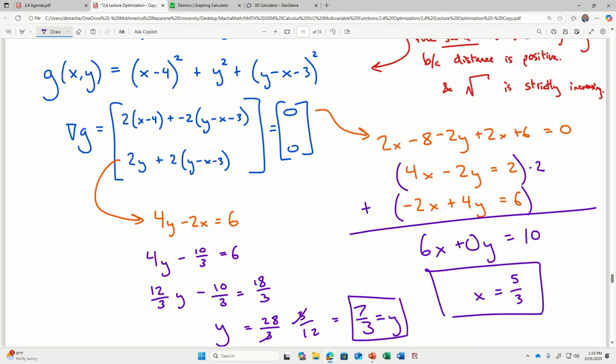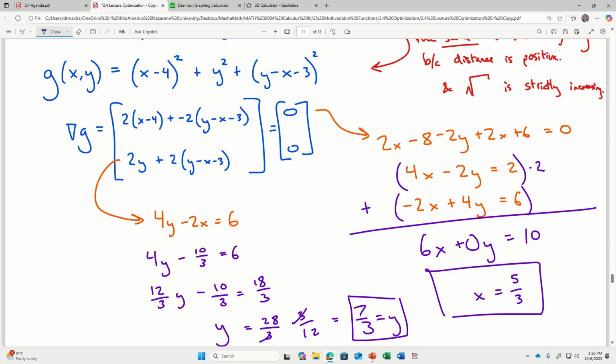Okay. Man, and that was just finding the critical point. No, the stationary point. I mean, every stationary point is a critical point, but not every critical point is a stationary point. It's a different term. I meant to say the word stationary point. So my stationary point is where x is equal to 5/3 and y is equal to 7/3.